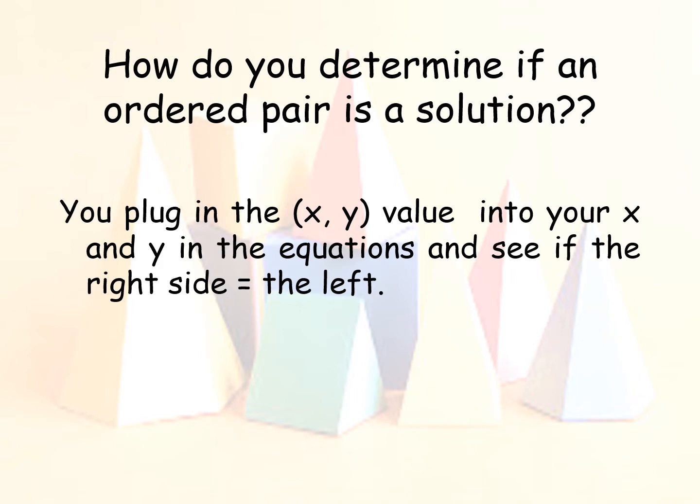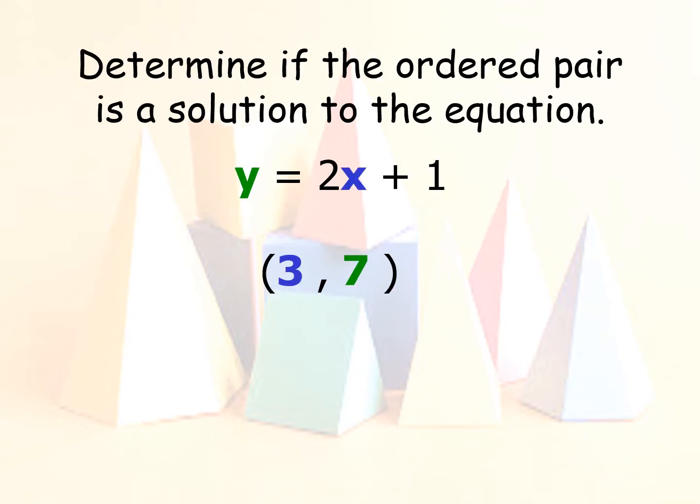You plug in the x and y values into the x and y in the equation and see if the right side equals the left. So let us determine if the ordered pair is a solution to the equation y equals 2x plus 1. So x is equal to 3 and y equals 7. So let us determine if (3, 7) is a solution to the given equation.